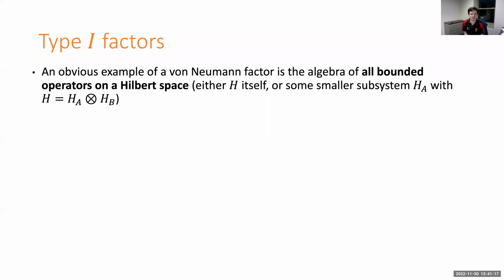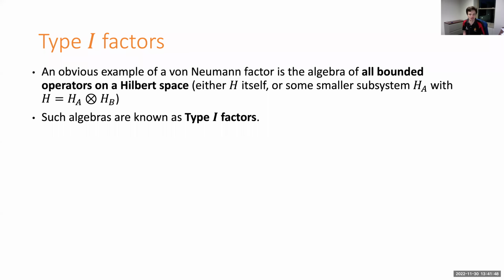So just to give a simple example of a von Neumann factor, the most obvious one is just the algebra of all bounded operators acting on some Hilbert space. This Hilbert space can either be H itself. Remember, the von Neumann algebra was defined to be some subalgebra of operators acting on H. Or it can be some smaller subsystem, H_A. So H is a tensor product of H_A tensor H_B, and the von Neumann algebra is just operators that act only on H_A.